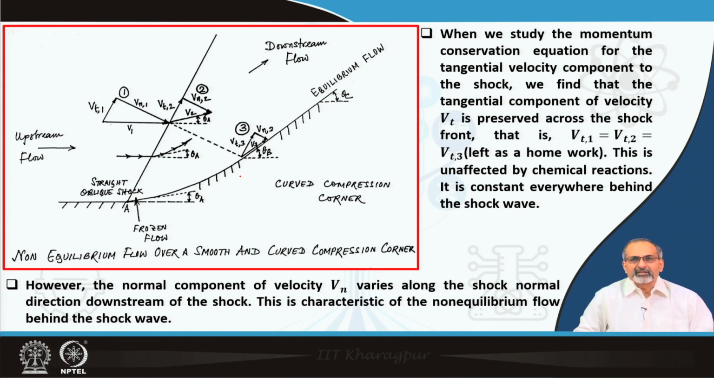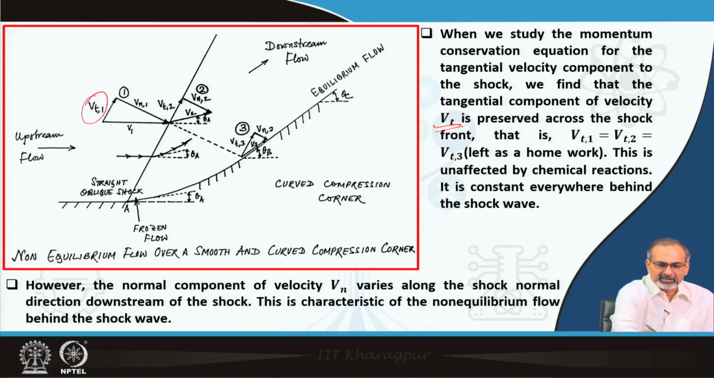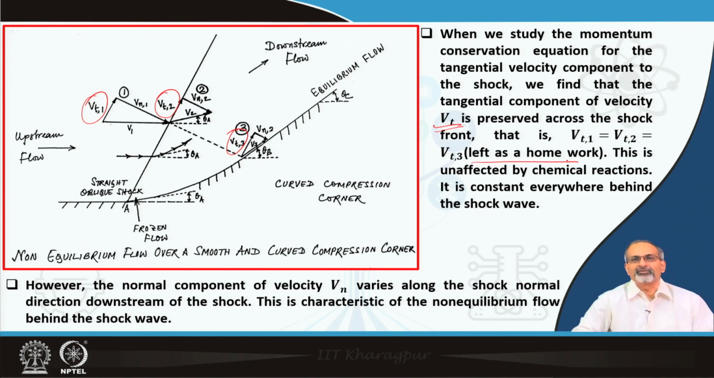Now, let us go on to discuss a little bit further about why this may actually be happening. When we study the momentum conservation equation for the tangential velocity component to the shock, we find that the tangential component, the Vt, is preserved across the shock front. That is, Vt1 is equal to Vt2 is equal to Vt3, and that basically means the velocity here, here or here are identical. It is invariant, and it is left as a homework problem for you to figure out why that happens. It seems to be completely unaffected by chemical reactions.